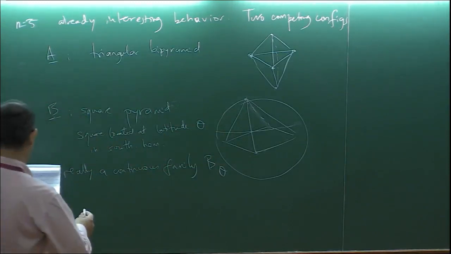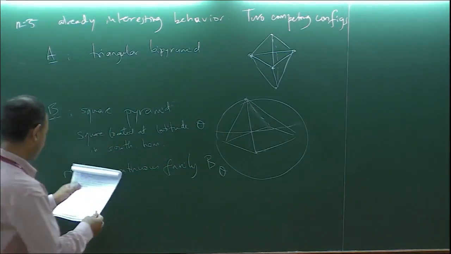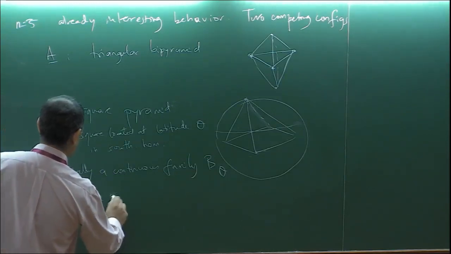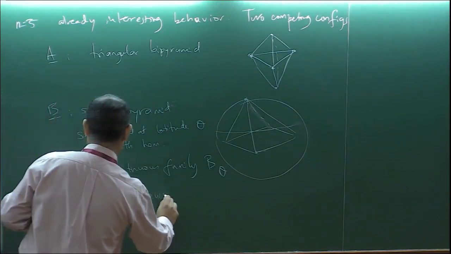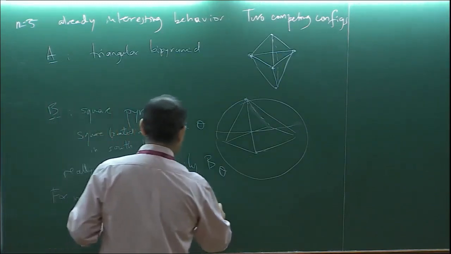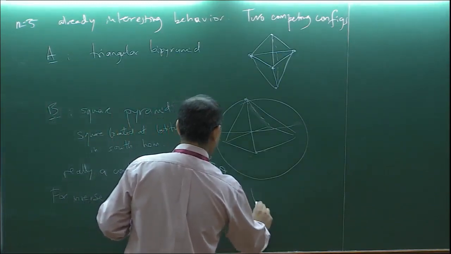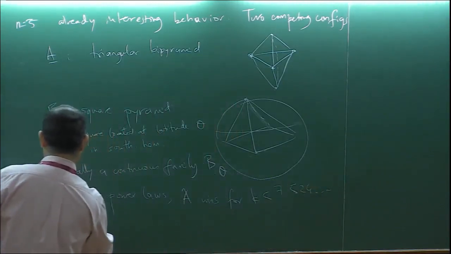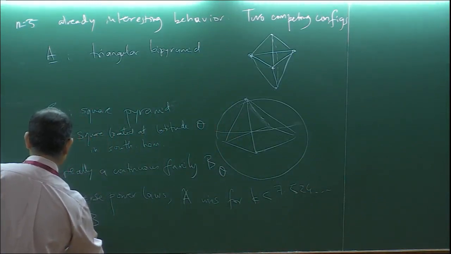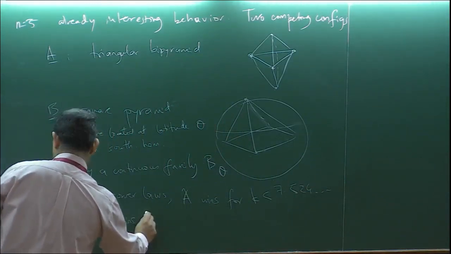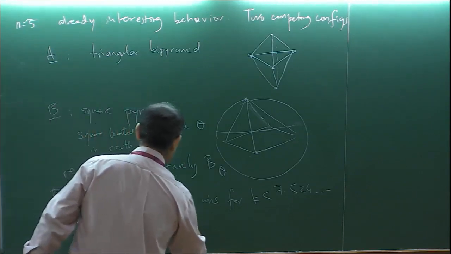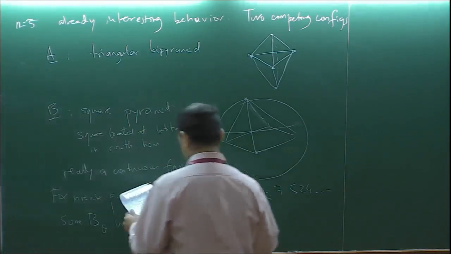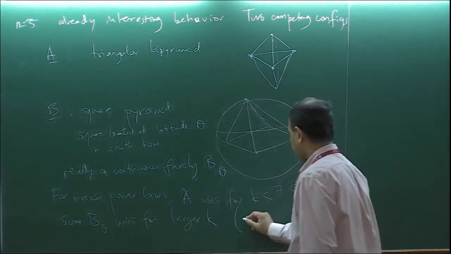And let me just tell you what the answer is. This is a computational answer, not proven. So for inverse power laws, the configuration A wins for small k, for k less than, I think, 7.524..., and B theta wins for larger k. So it's either one or the other. This is not proven. This is expected to be the case, not proven.